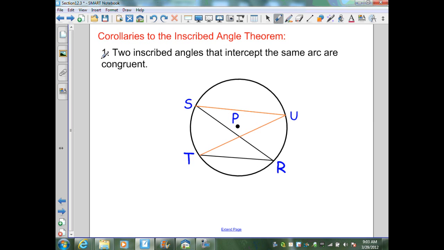Corollaries to the inscribed angle theorem. The first one, two inscribed angles that intercept the same arc are congruent. Here I have an inscribed angle SUT. Its chords are in red. And I also have an inscribed angle SRT. Both of these intercept an arc ST. Therefore, if arc ST would be 80 degrees, then the measure of the inscribed angle SUT would be 40 degrees, and the other inscribed angle SRT would also be 40 degrees. Therefore, if two inscribed angles intercept the same arc, they would be congruent.